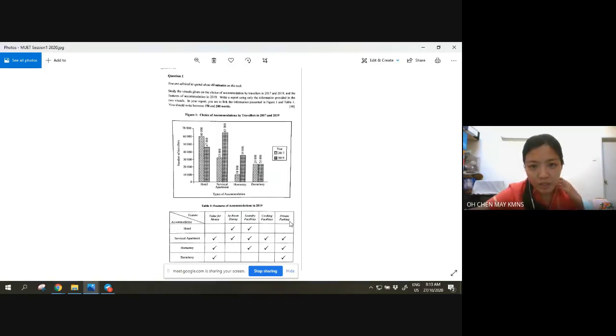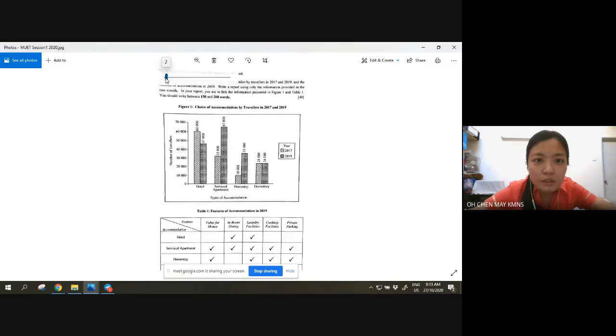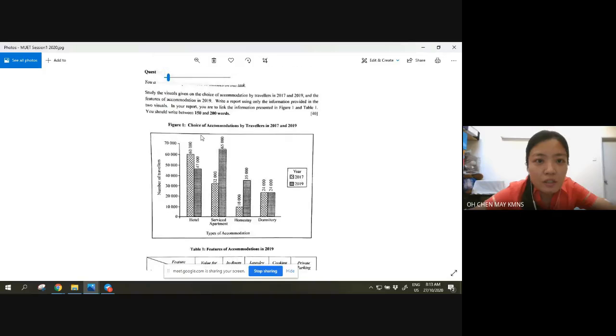So this is the question that I'm going to present to you today. This is this year's question. Let's study the visual together before we begin. It says over here, study the visuals given on the choice of accommodation by travelers 2017 and 2019 and the features of accommodation. Write a report using only the information provided.